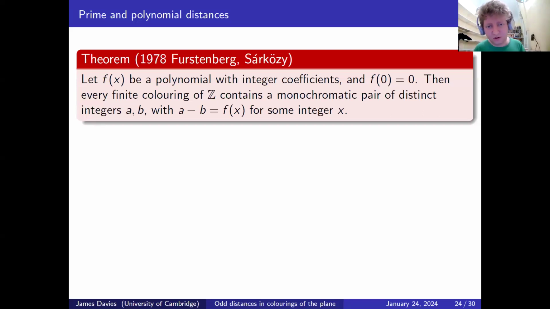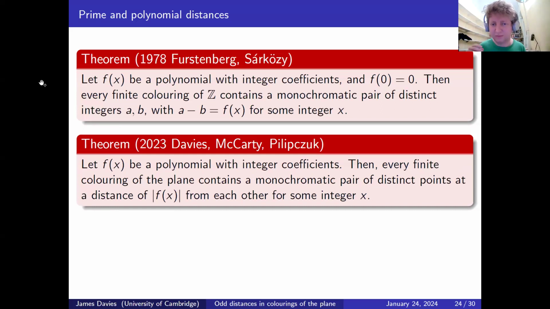So there's a question of whether you can always drop this condition for a polynomial when you go up to the plane. And with Rose McCarthy and Michał Filipczuk, we were able to say that this is indeed the case. So if we have a polynomial with integer coefficients, then in any finite coloring of the plane, we can find a monochromatic pair of distinct points so that their distance is some value of this polynomial. And we've just got this minor condition of taking the absolute value, just to avoid some silly case where you could have a polynomial that's always negative. You could also just say the leading coefficient is positive, and this would be true.